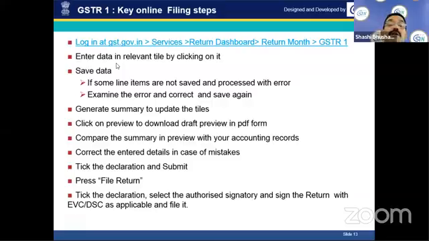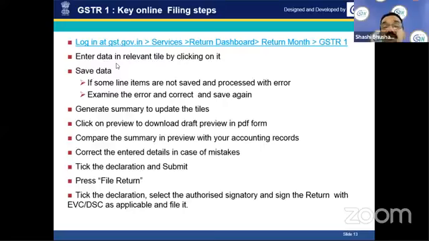Now one thing that one should be very cautious about is that when you save data, if a line item is shown as processed with error, this means that this data has not been saved in the database and it is not a part of your return. So one should correct this processed with error line and then save the data again, so that when there is no processed with error, only then does the data become a part of your return.